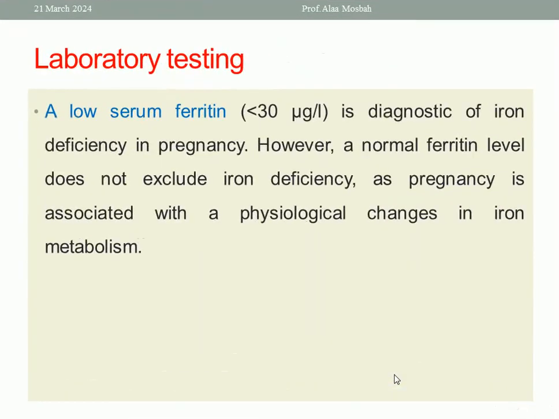What else in lab testing? A low serum ferritin, less than 30 microgram per liter, is diagnostic of iron deficiency in pregnancy. However, a normal ferritin level doesn't exclude iron deficiency. Why? Because pregnancy is associated with physiological changes in iron metabolism. Okay? But still, we should know that a low serum ferritin below 30 microgram per liter is diagnostic of iron deficiency in pregnancy.